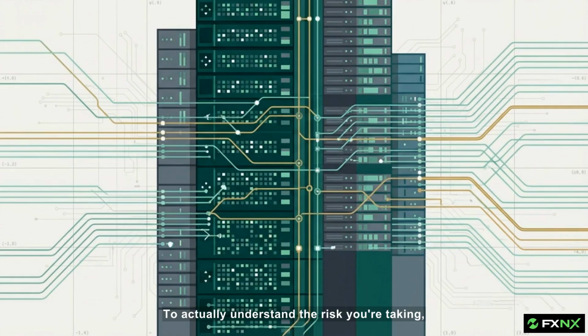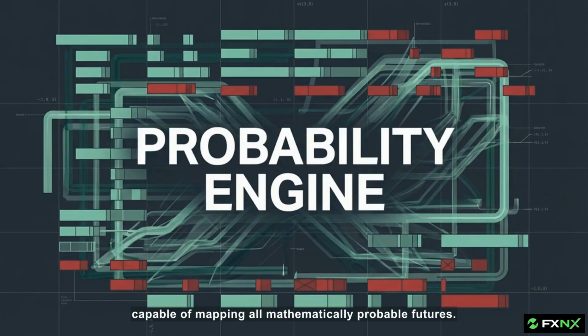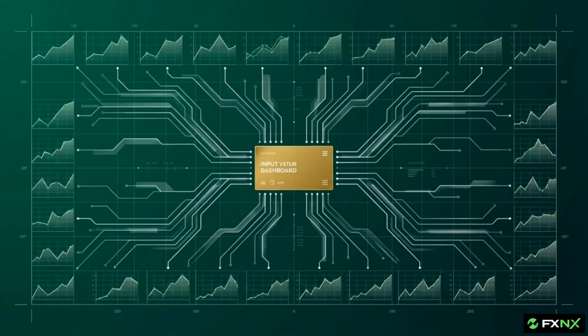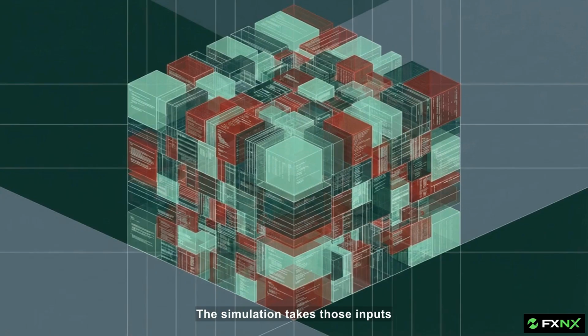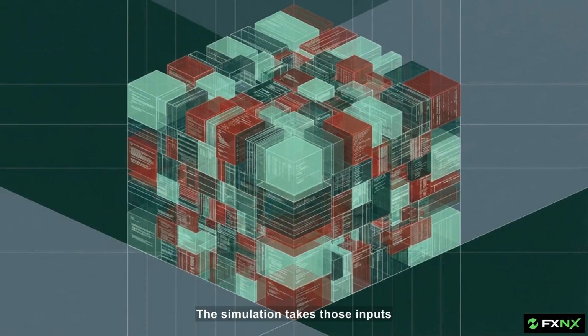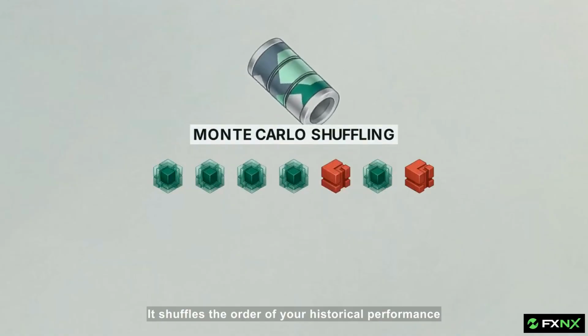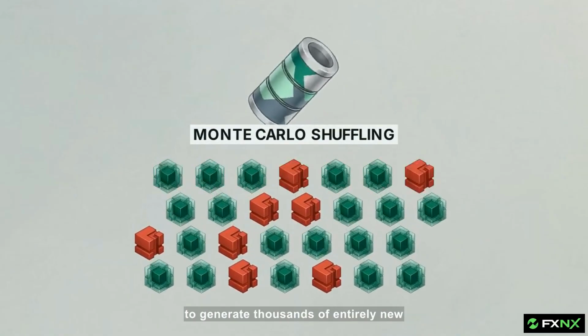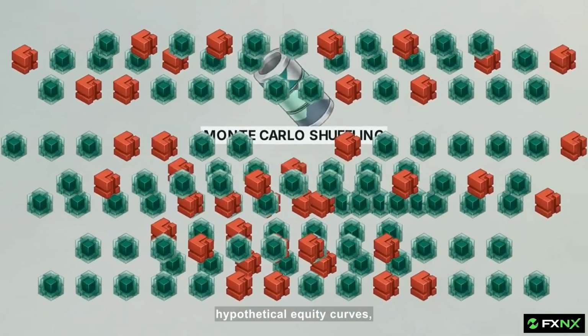To actually understand the risk you're taking, you need a computational tool capable of mapping all mathematically probable futures. You need a Monte Carlo simulation. Instead of predicting the market, it tests the limits of probability. You start by feeding the engine the raw metrics from your trading journal: your historical win rate, your average win size, and your average loss. The simulation takes those inputs and heavily randomizes them. It shuffles the order of your historical performance to generate thousands of entirely new hypothetical equity curves.